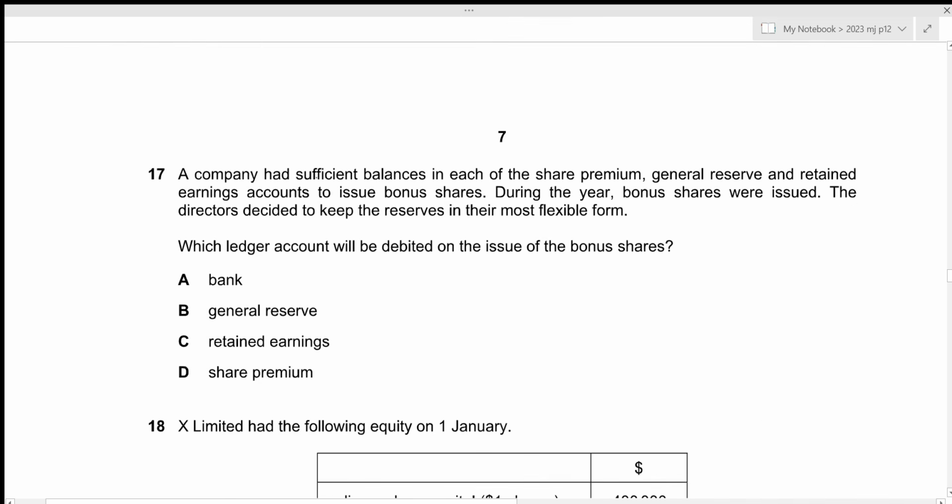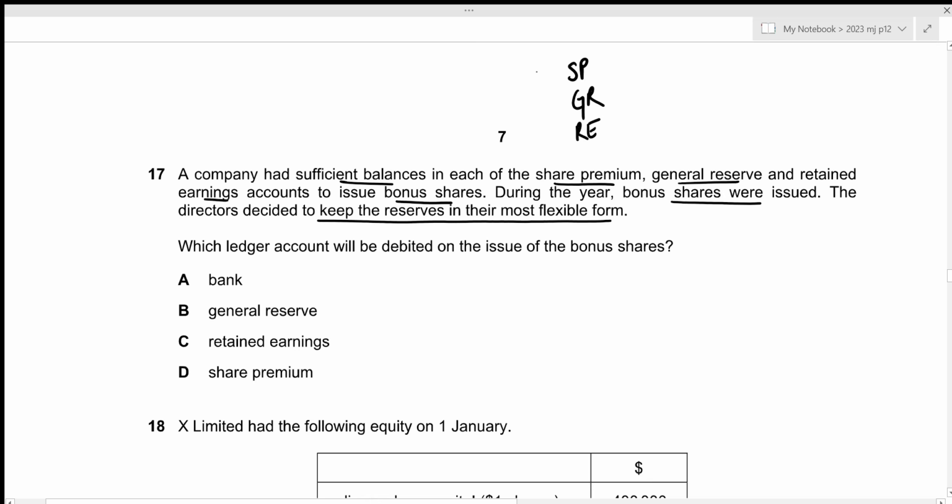A company had sufficient balances in each of the share premium, general reserve, retained earnings account to issue bonus shares. Okay. During the year, bonus shares were issued. The directors decided to keep the reserves in their most flexible form. So the meaning behind this statement is that the first reserve that we need to utilize for our bonus share will be share premium. Then we can move towards general reserve, and then we can move towards retained earnings.